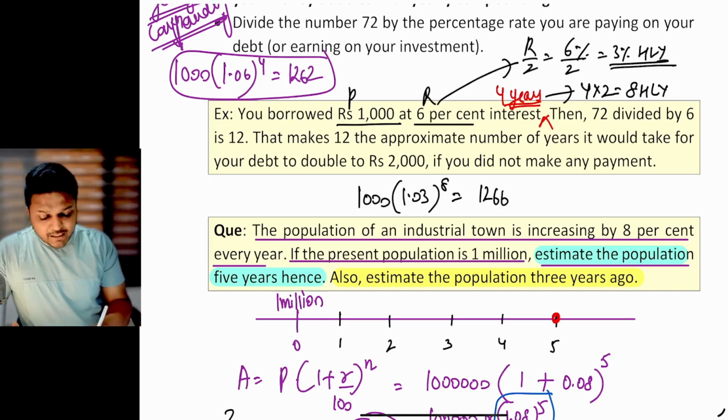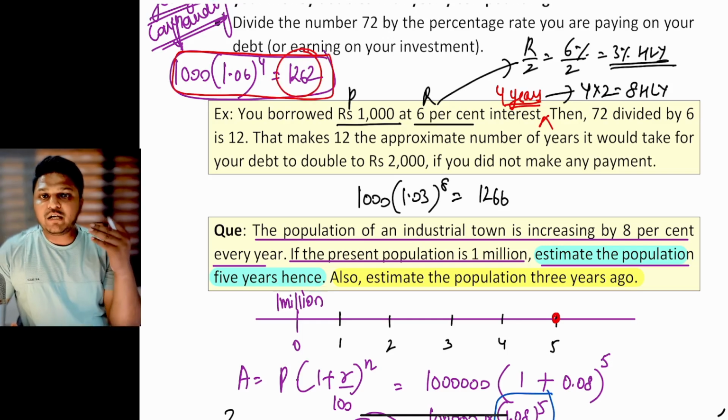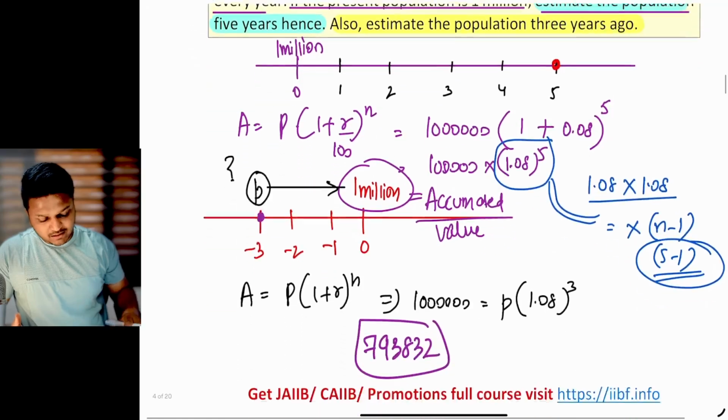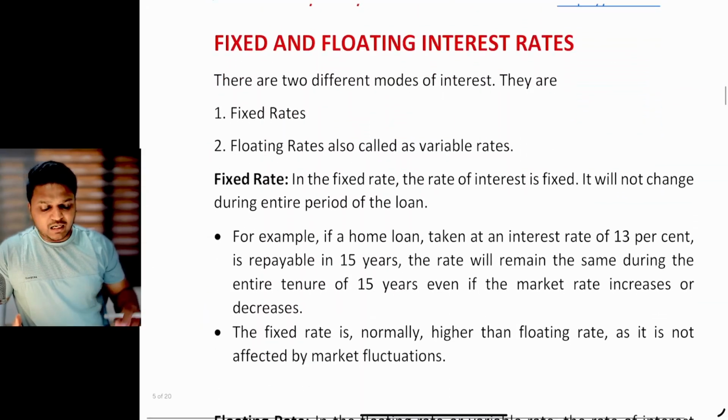Now see, merely by changing the frequency, the amount accumulated basically increased. So it means what? If the compounding increases, in that scenario, you'll be earning more interest, right? So that is the case. Okay. After that, it's related to the fixed and floating rates.